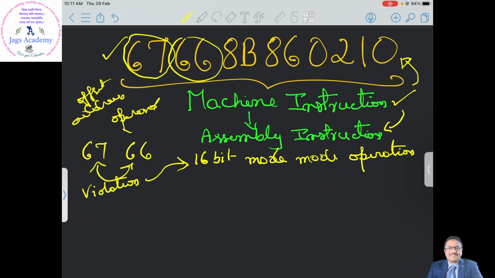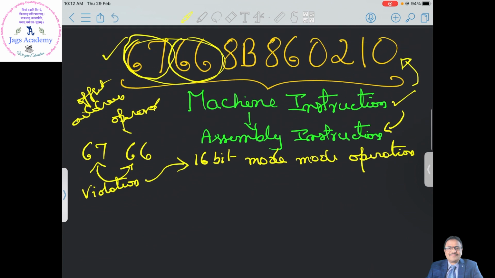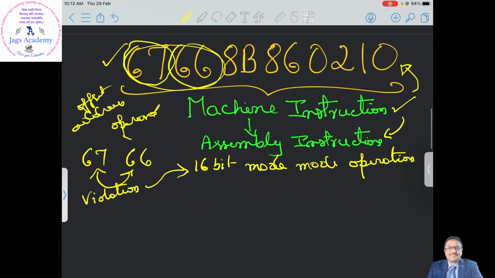That means, in 16-bit mode of operation, whenever you have a 32-bit operand and 32-bit address, it becomes a violation. That's what it indicates. That means the assembly instruction you are getting is supposed to have a 32-bit operand and 32-bit address in it. Have you understood this? That is what you have to look into. So one thing we know is that there is a violation.